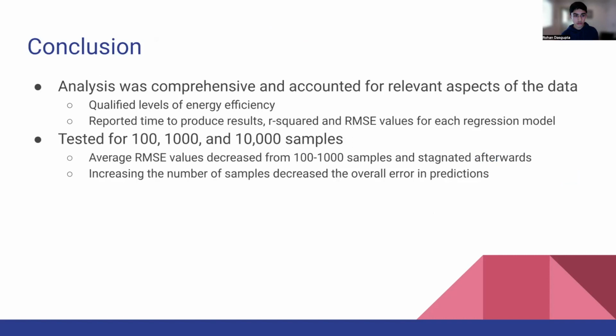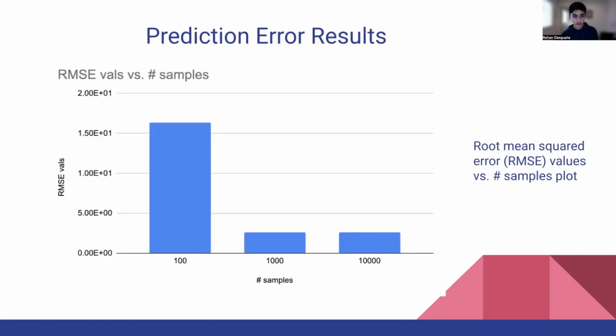And so the conclusion of my project is that the analysis was comprehensive and accounted for all the relevant aspects of the data, qualified different levels of energy efficiency, and it reported the time to produce the results, the R squared values, and the RMSE values for each regression model. And as I mentioned before, I tested it for 100, 1,000, and 10,000 samples. As you can see again over here, if you just need this for reference.